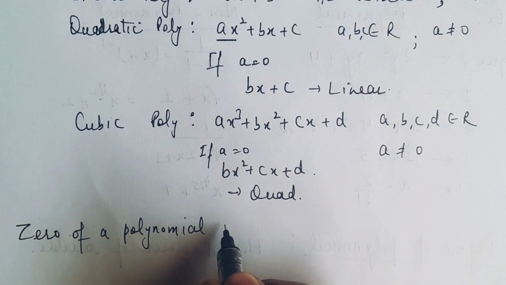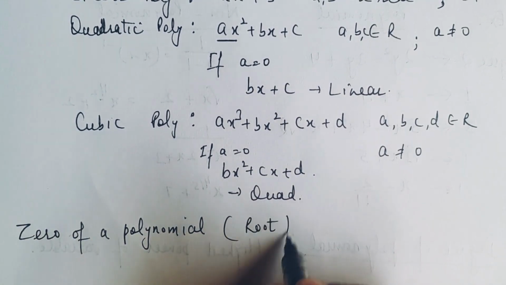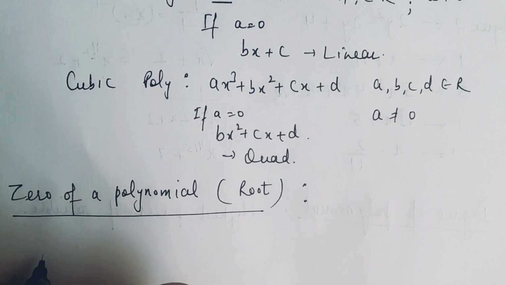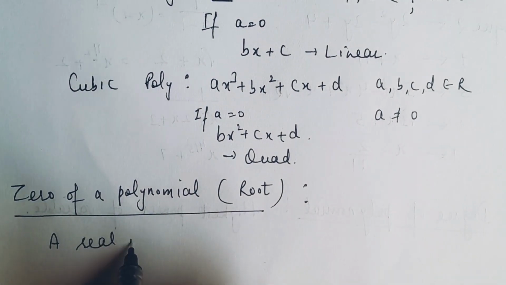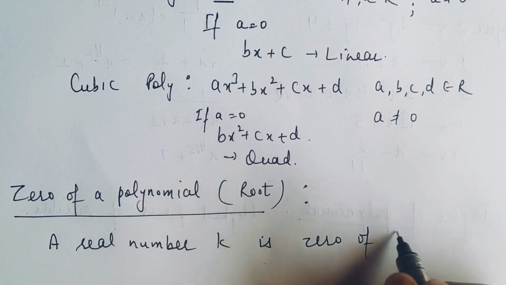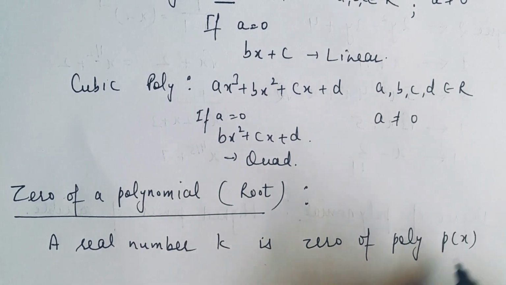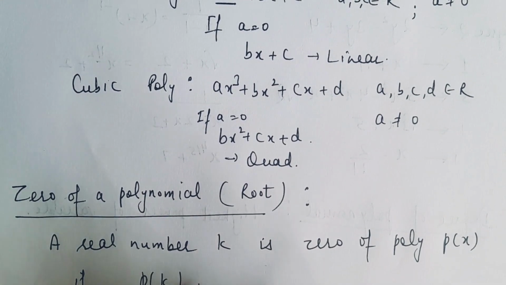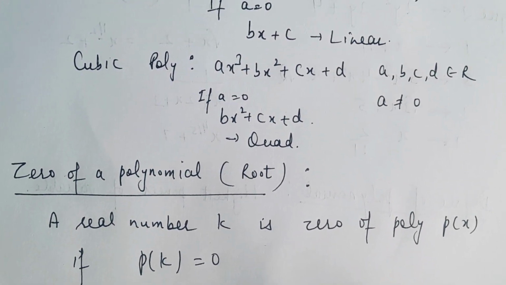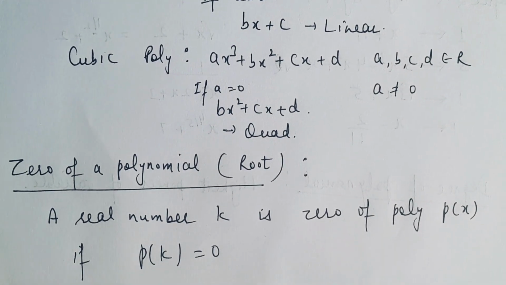Now, zero of a polynomial. What does zero mean in a polynomial? Sometimes we call it root of the polynomial also. So zero of the polynomial: any real number k is a zero of polynomial p(x) if p(k) is equal to 0. In simple language, whatever value of the variable satisfies that polynomial, that number is called the zero of that polynomial, and you can call it the root also.